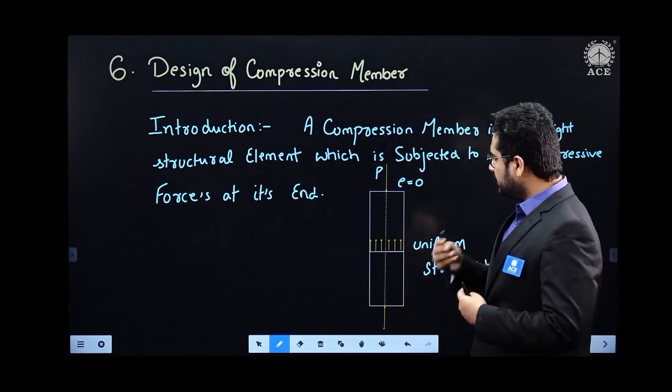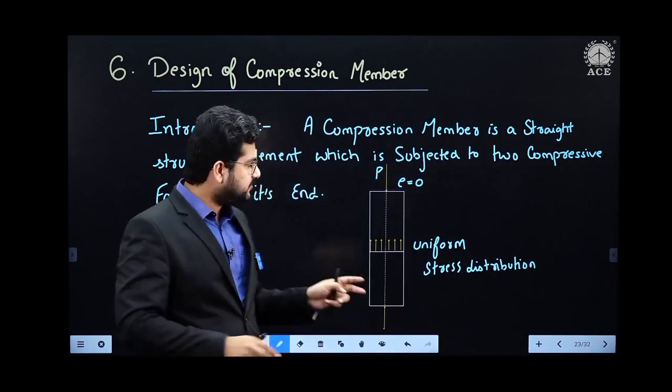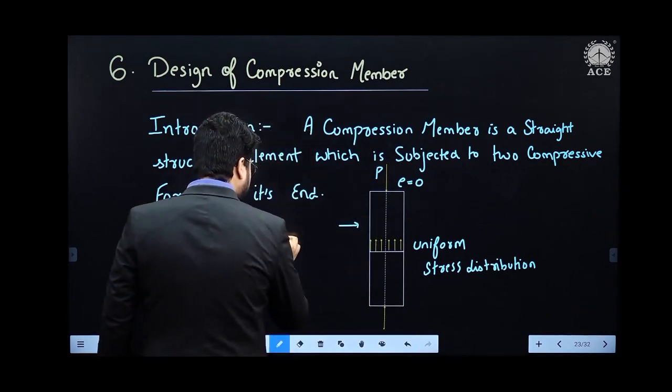What are the other scenarios that we can consider? That the column should be perfectly straight, that this body is completely straight. We can write down: this particular member is perfectly straight.